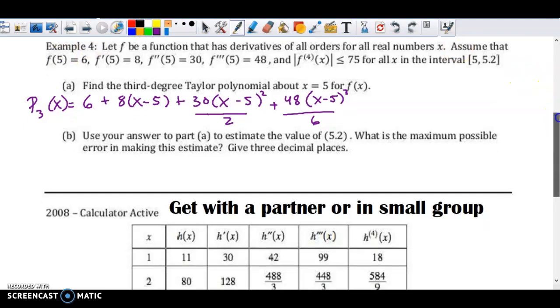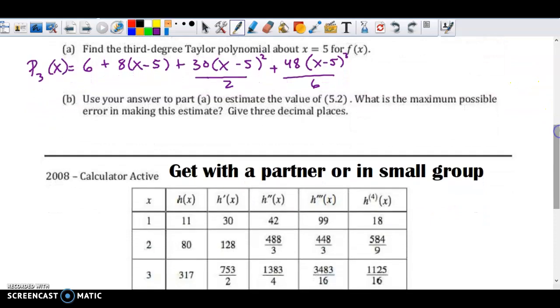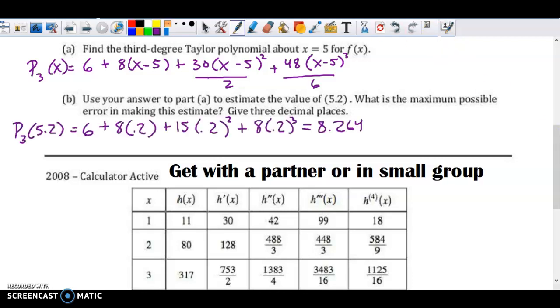For part B, I'm going to actually plug in 5.2 for x into the polynomial that I just found. So I'm going to pause this again and plug in 5.2. So that's what we were working on last time, plugging that in. I went ahead and simplified like 30 over 2 and 48 over 6. When you type all that in, you have your decimal. And so now what we want to do is create that Lagrange error.